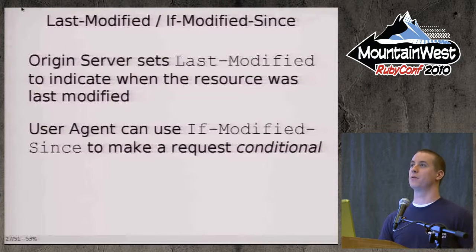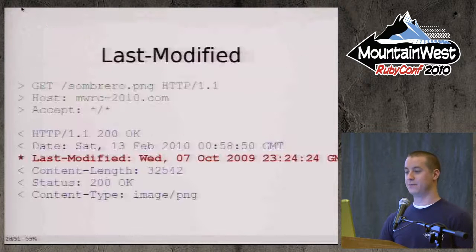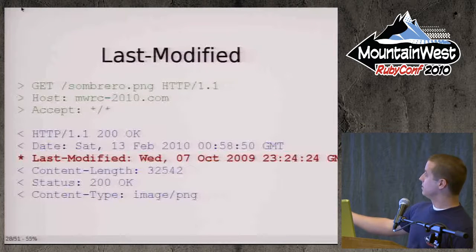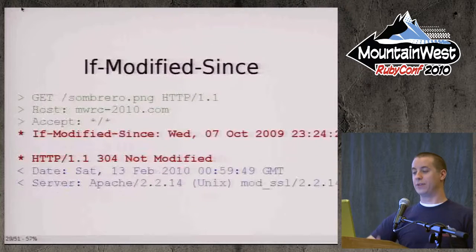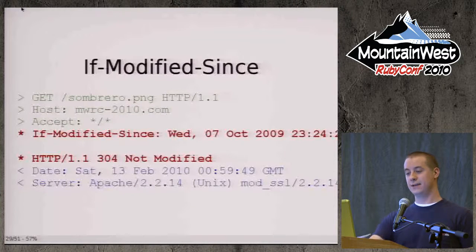Here's a 304, which is the response code for not modified, and that just means you're done and you don't have to regenerate the response, and it saves you a lot of time. So here we get a request and the server comes back, that's the last modified header, and then when the browser makes the request again, it asks with if-modified-since, and the server can just respond, no, this hasn't been modified, and that's it. The connection's done, and that takes milliseconds instead of hundreds of milliseconds.